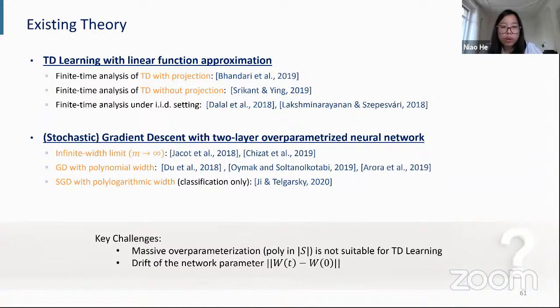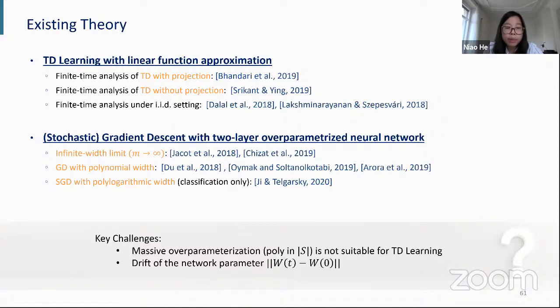So this is also the so-called lazy training regime, where basically your parameter is close enough to the initial W0. So more or less, your function approximation is essentially like linear function approximation. All of these existing results require your network size to be polynomial in terms of the number of samples. And in the TD learning setting, this implies you need polynomial dependence on the state space, but the state space is so large in general.